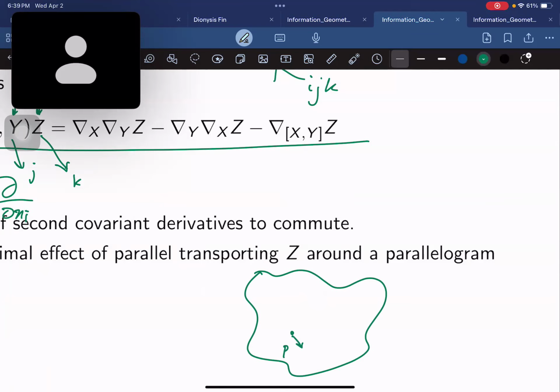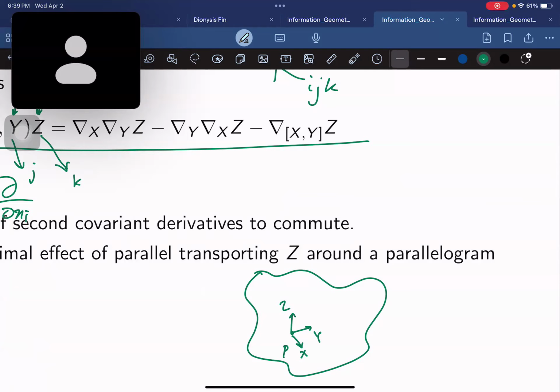I have three vector fields X, Y, Z. I have three smooth vector fields glued at each point. So if I change my point P, the three vectors would change as well. Then this is what curvature locally at each point P calculates.